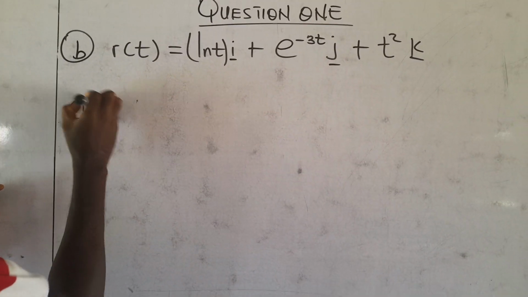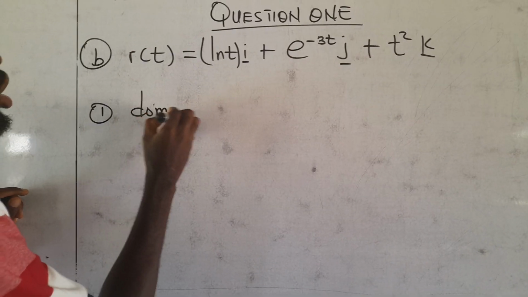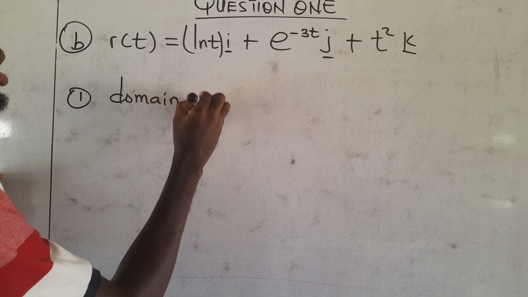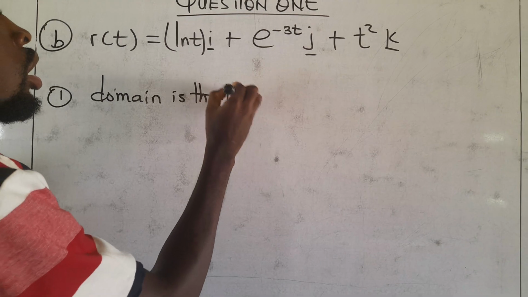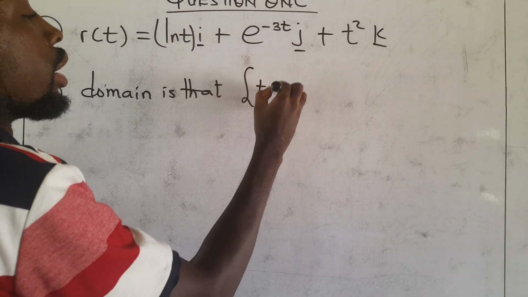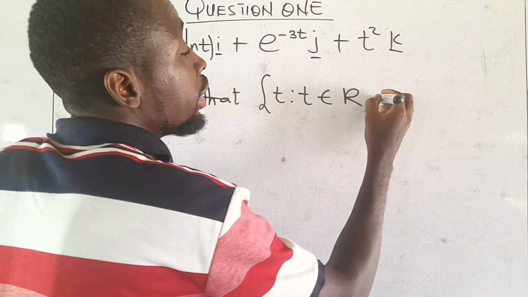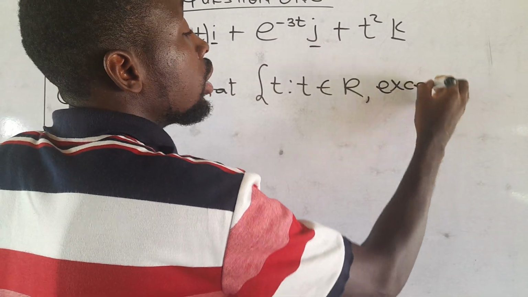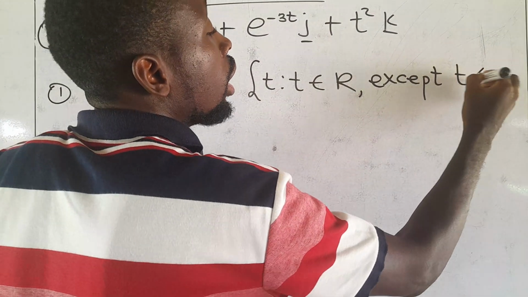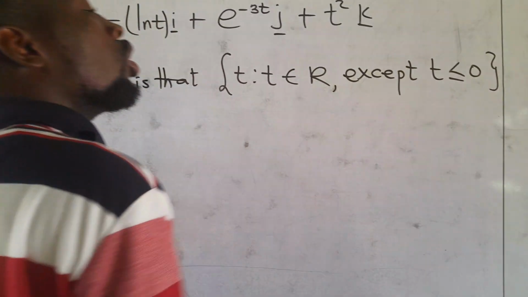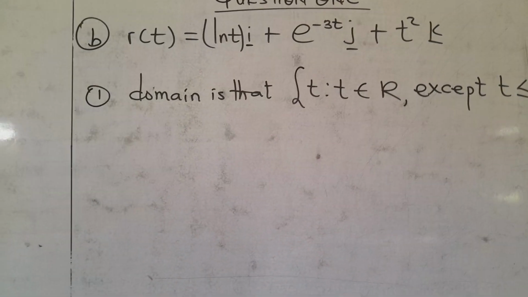Then we can say that the domain of this function is the set where t is a member of all real numbers except when t is less than or equal to 0. So this becomes the domain of the vector valued function.